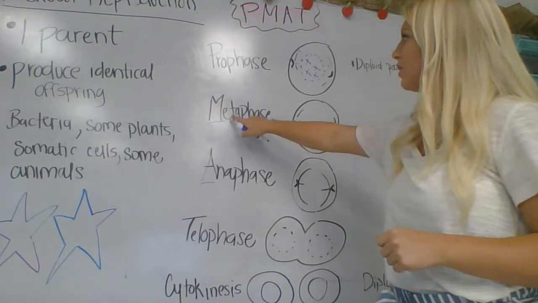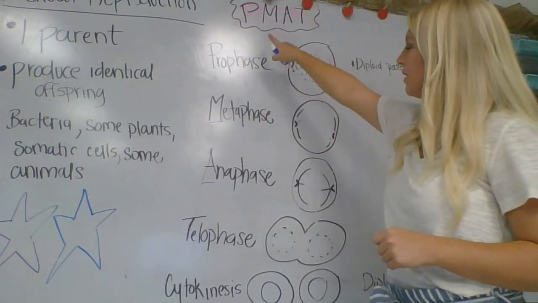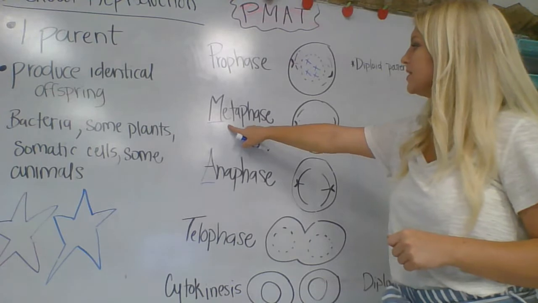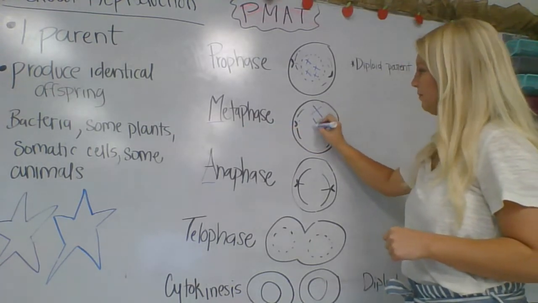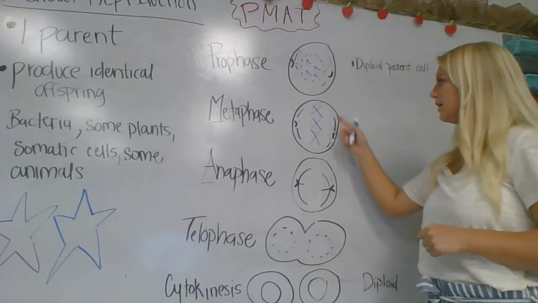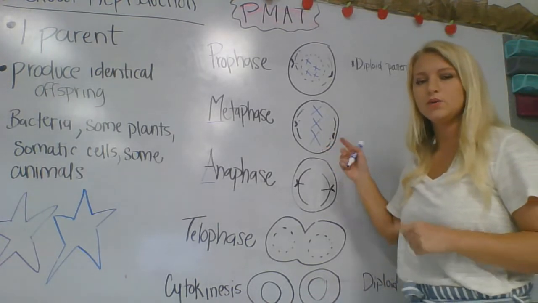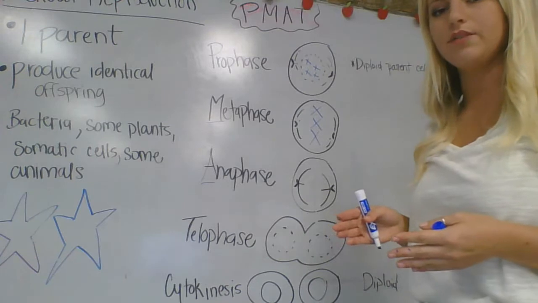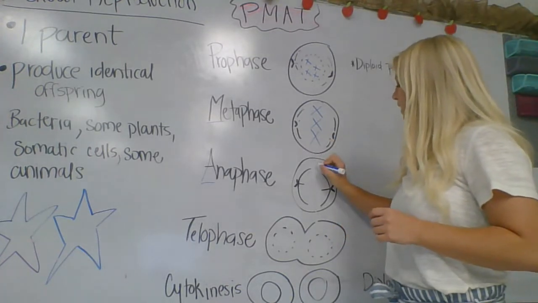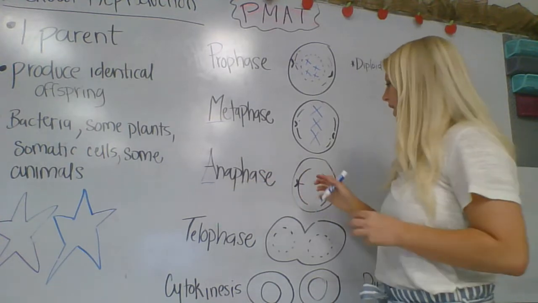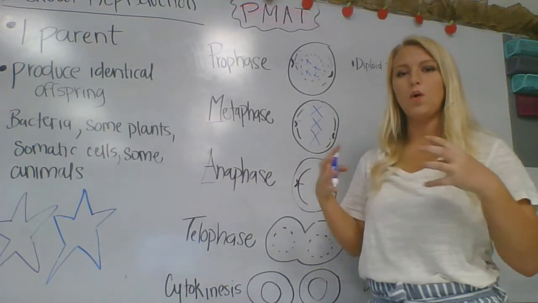Then we're going to move from prophase to metaphase. In metaphase, your chromosomes are going to line up in the middle. Notice you only have one row of chromosomes because you only have one parent. You're going to move into anaphase, and your chromosomes are going to move away from each other.